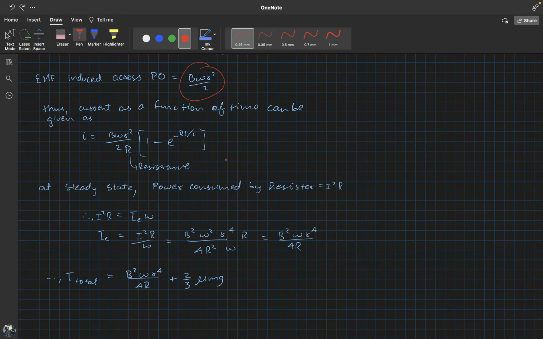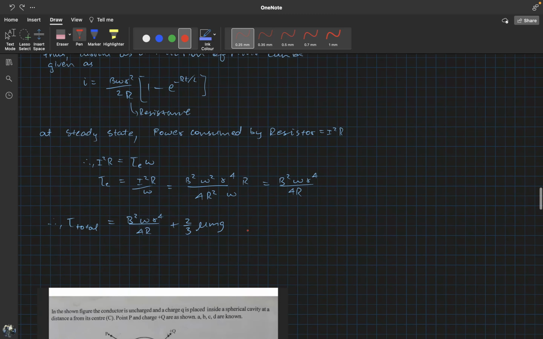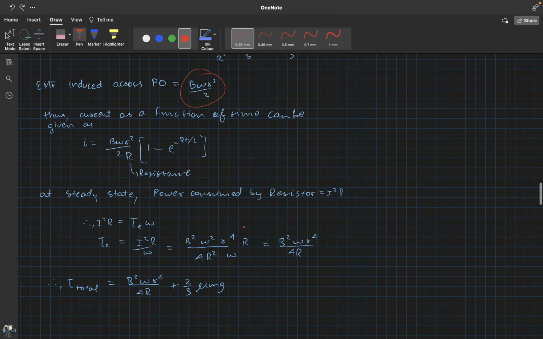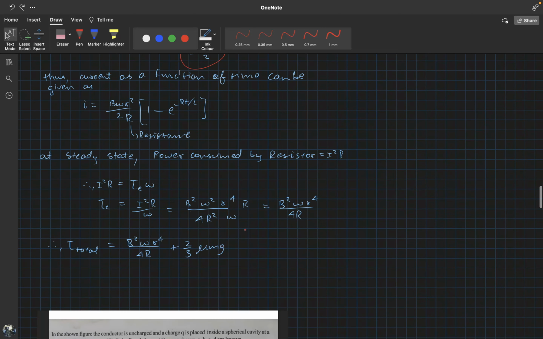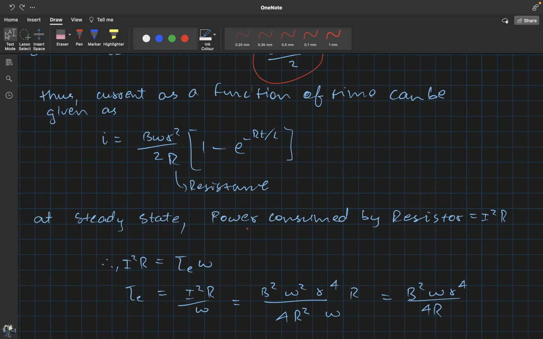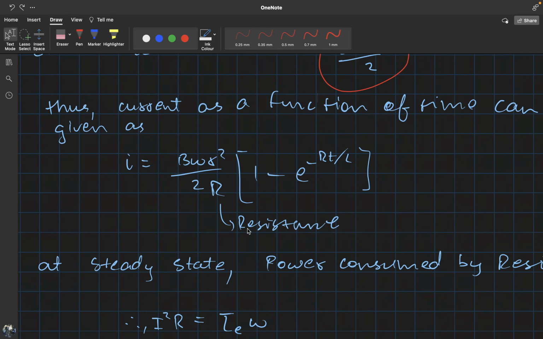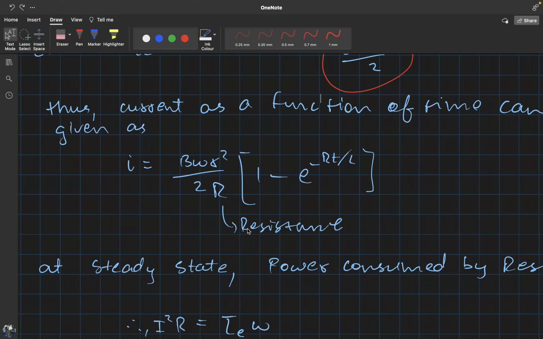Okay, so I got this, which matched the options, but this didn't. So I was just a bit confused about it. No, that's fine. The option may not be correct. All right. You're getting B omega R squared by 2R, right? 1 minus e raised to minus RT by L. So, B omega R squared by capital R, 1 minus e raised to minus RT by L, right?